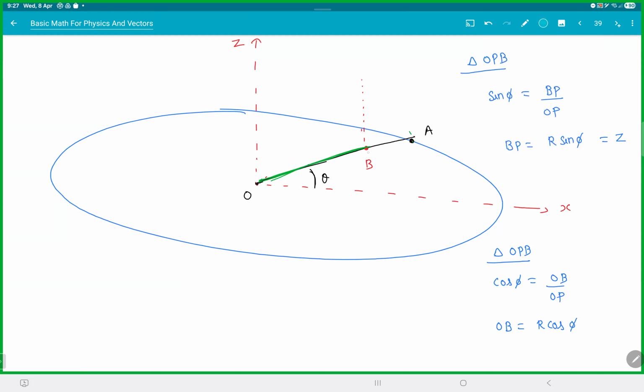Now from OB, if you drop a perpendicular to the x-axis, with this angle being theta, this will form a right angle triangle. Can you see this triangle now? This will form another right angle triangle. You're putting it on the paper there. This is your x coordinate. This is your y coordinate, because that's what is parallel to the y-axis.